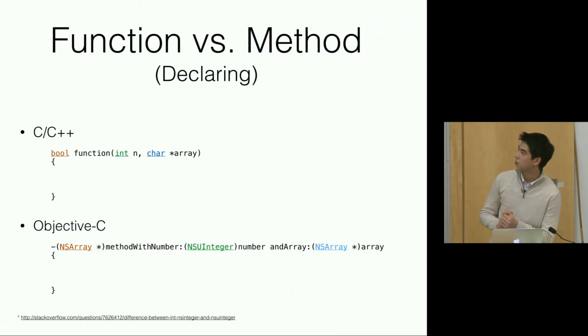We make a function call. We declare functions this way with the return type first, then the function name, parentheses, and then whatever arguments and the type of these arguments we want to pass in.